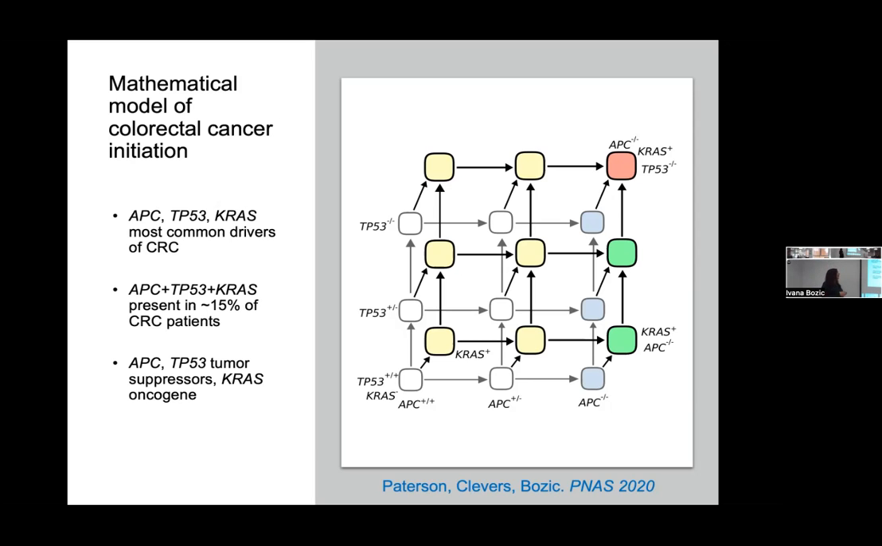And so we actually have, I think, 50 genotypes here. It's even more complex than this because there's multiple ways to inactivate a tumor suppressor gene. And we have hundreds of paths from healthy to malignancy.